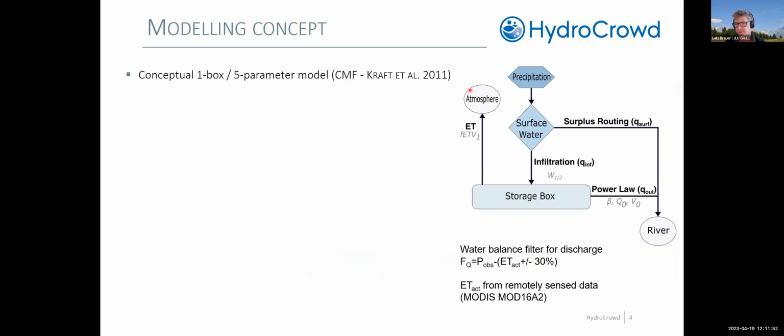It turned out that the system is quite simple. So we have a storage box, where the major water comes from. We have a surface water box that feeds into the storage box, and the surface water box, of course, is filled by precipitation. The outgoing losses are evapotranspiration to the atmosphere, and then both boxes, the surface water and the storages, feed into the river.